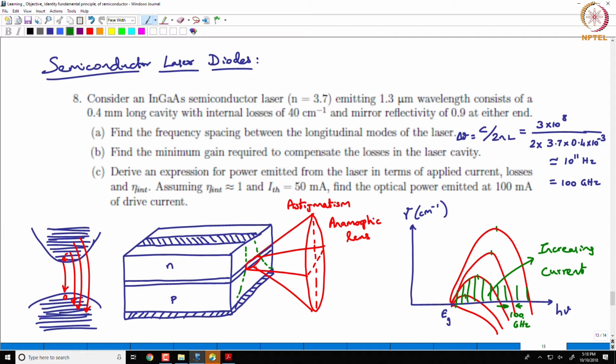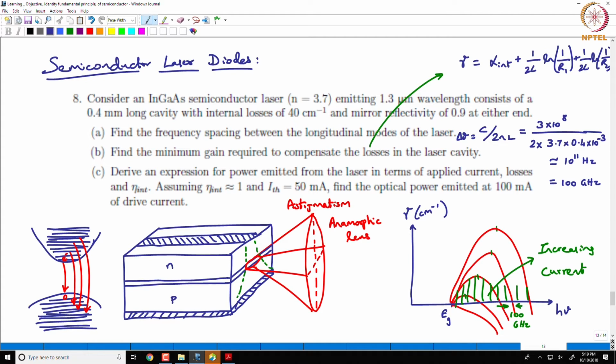Then the second part is what is the minimum gain required to compensate the losses in the laser cavity. If we were to write it out, just like what we did before, your gain has to be equal to alpha int plus 1 over 2L ln of 1 over R1 plus 1 over 2L ln of 1 over R2, and in this case R1 equal to R2.